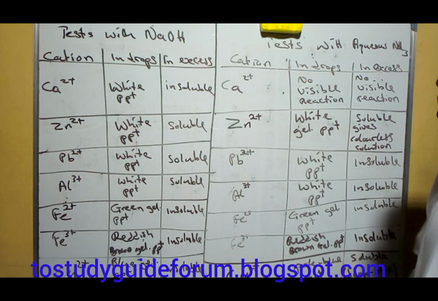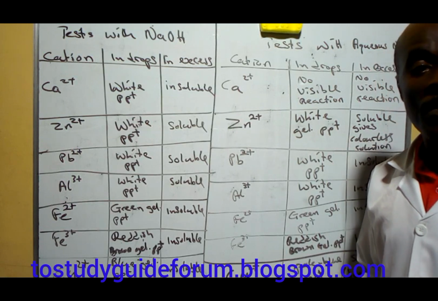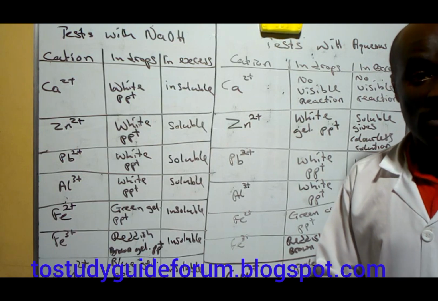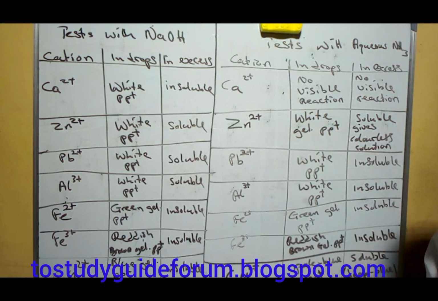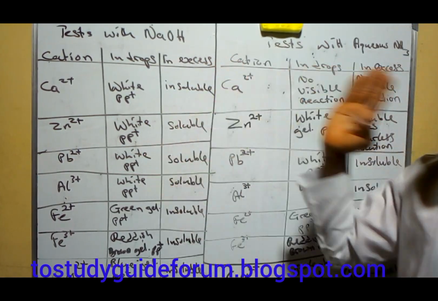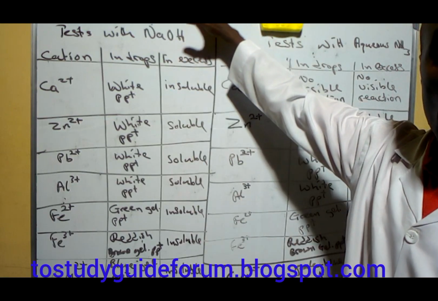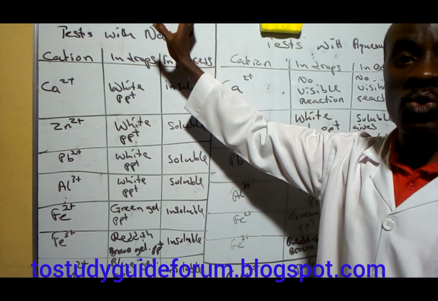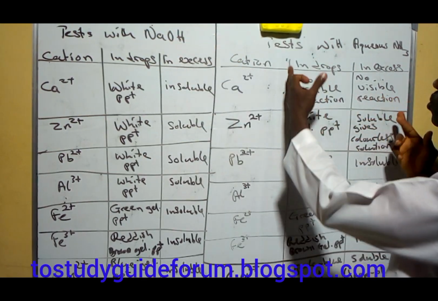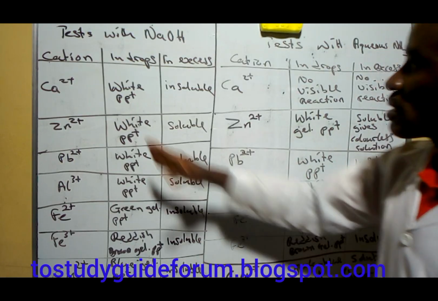Today again, we'll be looking at some of the tests like we have been doing in this our preparatory class. In this case, we are looking at how to test for cations. We have a series of cations: calcium, zinc, lead, aluminium, iron 2, iron 3, and copper. Here we will give you details on what you will expect when you are testing with sodium hydroxide, and what you get when you are testing with aqueous ammonia solution. So let's start from here.